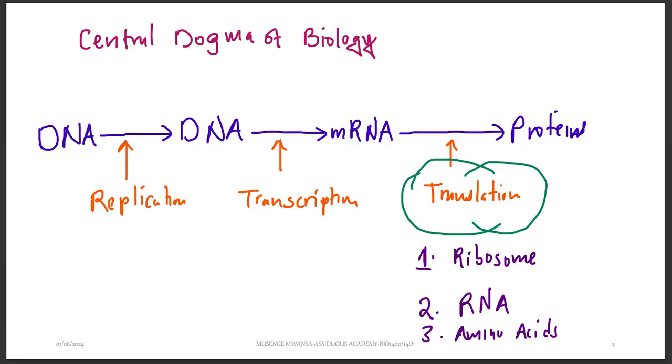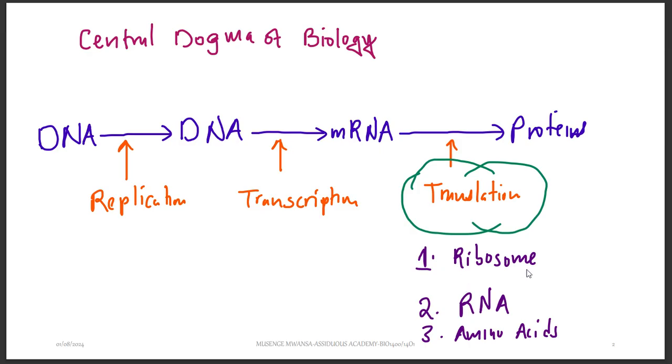Translation is the making of proteins, but for you to make proteins, you require some things. What are some things you require? You need a ribosome. In cells, we said that proteins are made in the ribosome. You also need the RNA, and this is the one that you can see here, mRNA. You also need amino acids. So these three things are very vital for you to form proteins.